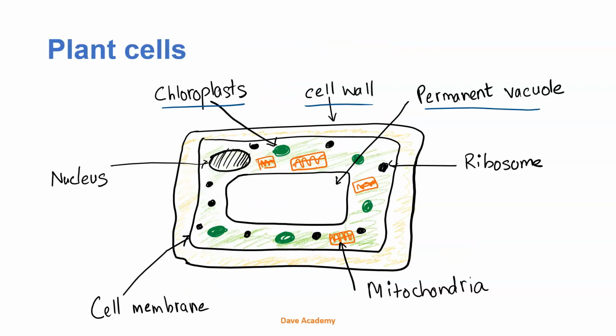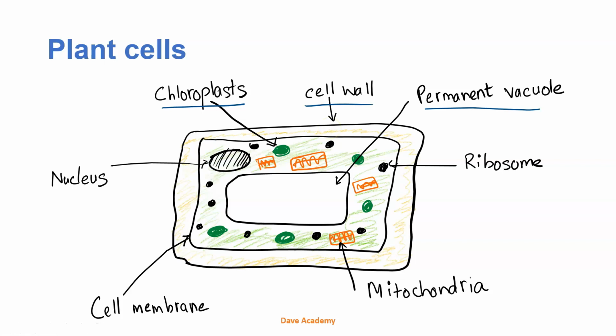So the plant cells have all the bits of the animal cells, but a few extras. The few extras are cell wall, permanent vacuole, and chloroplast. The cell wall is a rigid structure which is made up of cellulose. It supports and strengthens the cell. Even the cells of algae have that rigid cell wall.